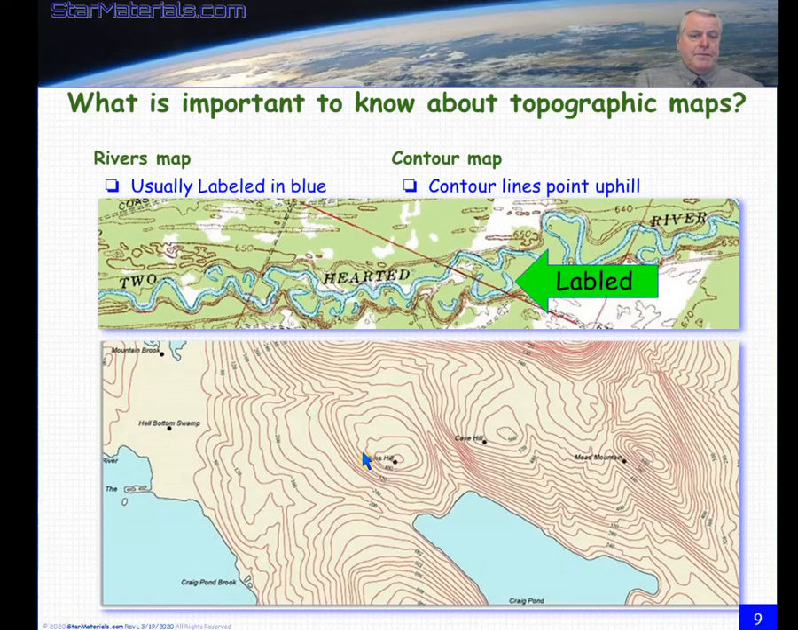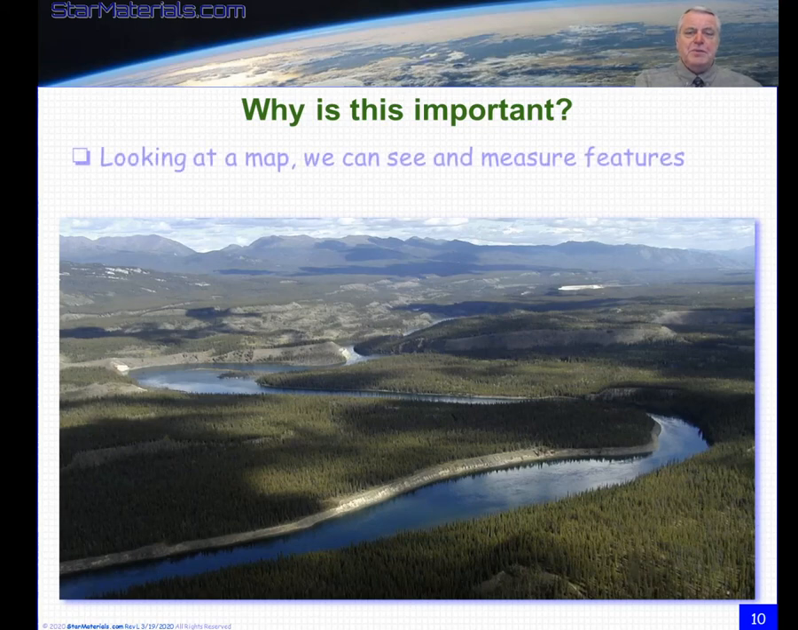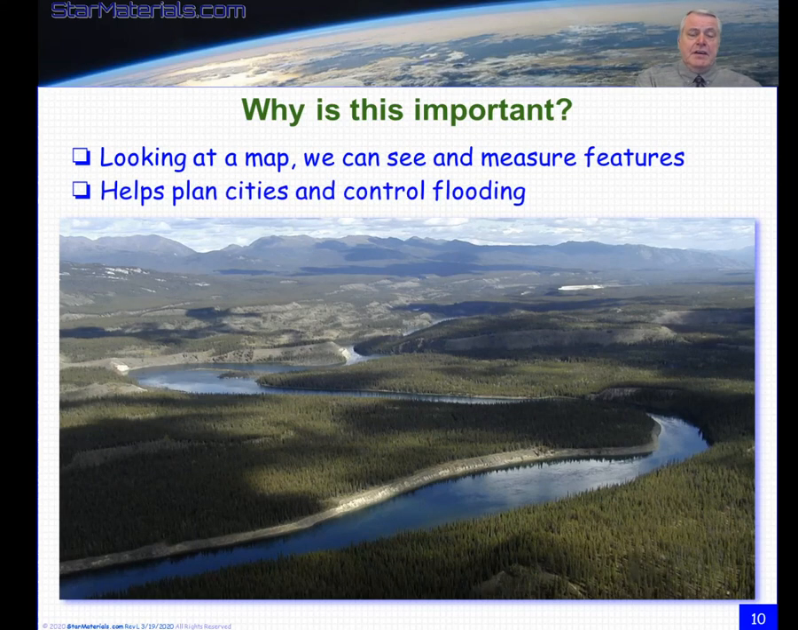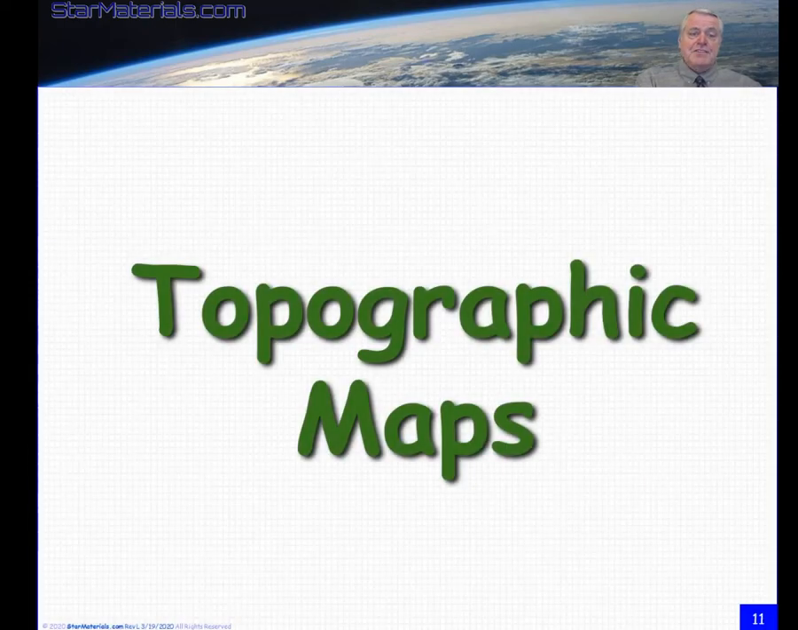River maps, the rivers are labeled. Usually you can find them on a topographic map because they point uphill. So why is this important? Looking at a map, we can see and measure features, and it helps us plan cities and control flooding. There's your lesson on topographic maps.